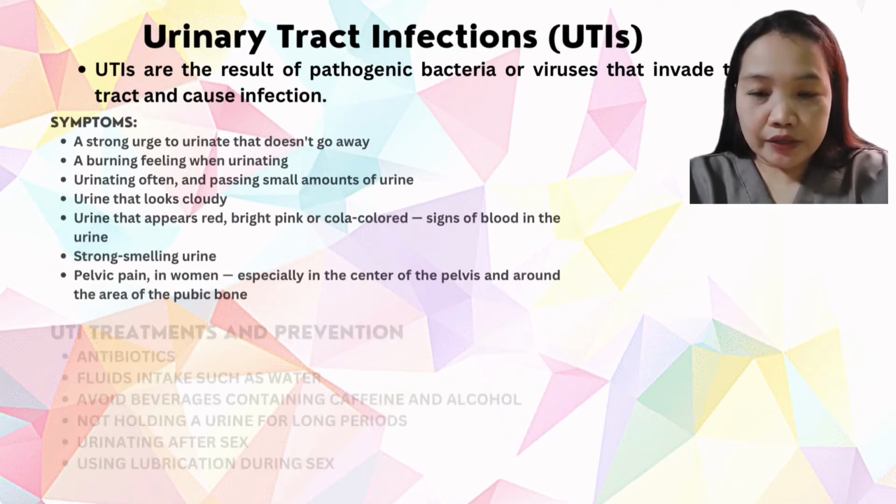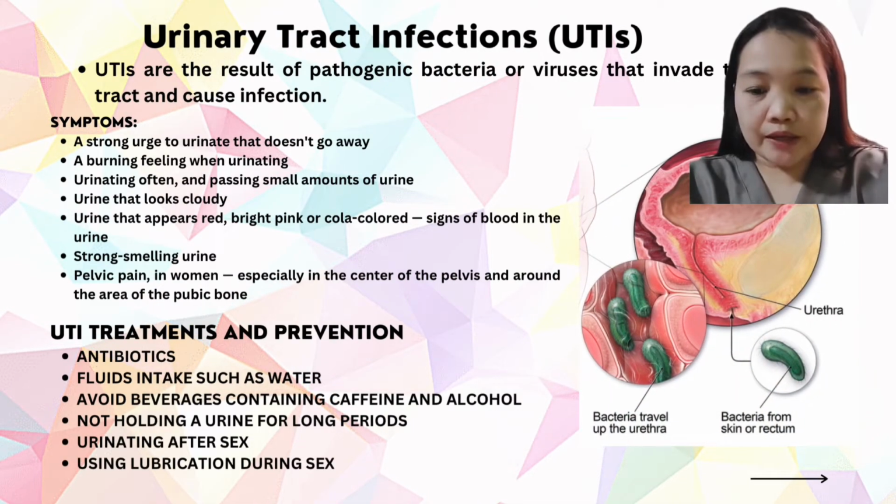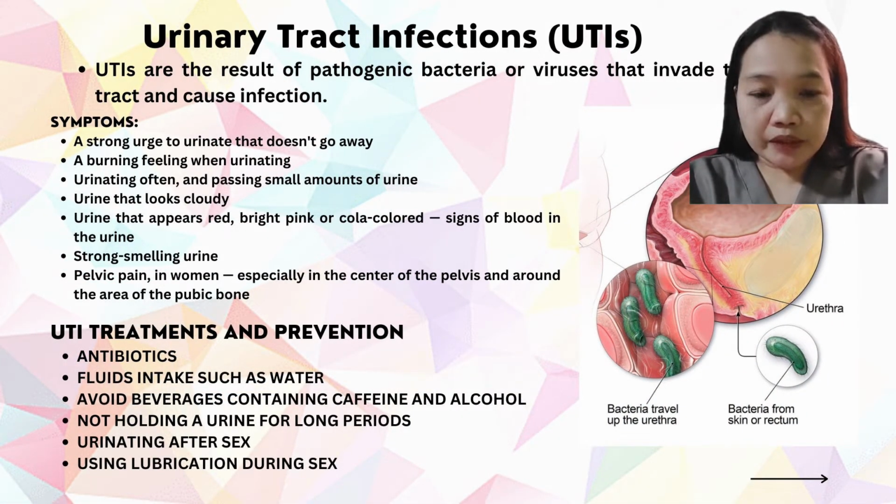The second one is urinary tract infection, or UTI. It is the result of pathogenic bacteria or diseases that invade the urinary tract and cause infection. It usually occurs in women. Some symptoms are a burning feeling when urinating, urine that looks cloudy, urinating often and passing small amounts of urine, strong smelling urine, urine that appears red, bright pink, or shows signs of blood, pelvic pain for women, and sometimes high fever.